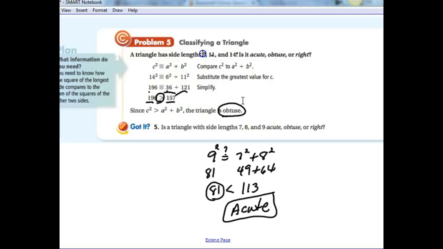If it had been exactly equal, then we would have said that it is a perfect right triangle. But this one is going to be, because the hypotenuse squared is smaller than the sum of the two sides squared, it's going to be considered acute.